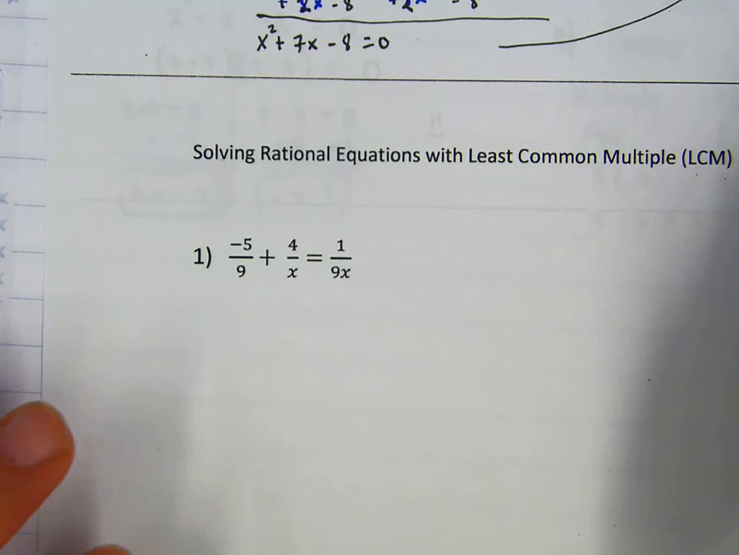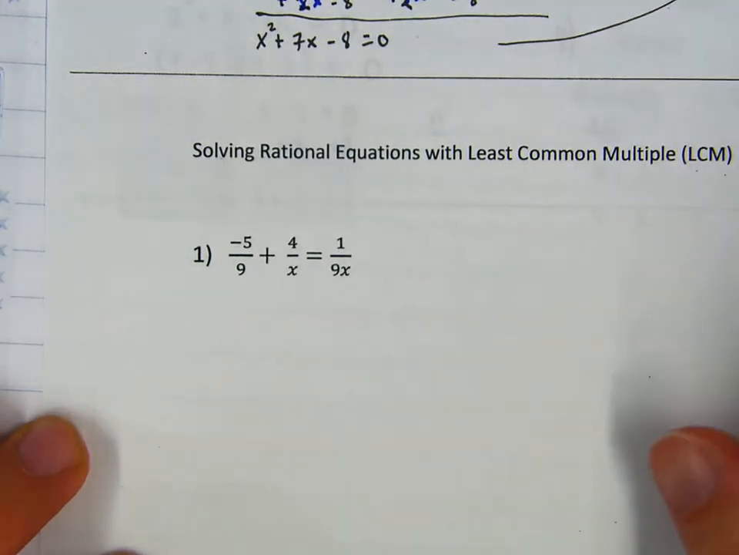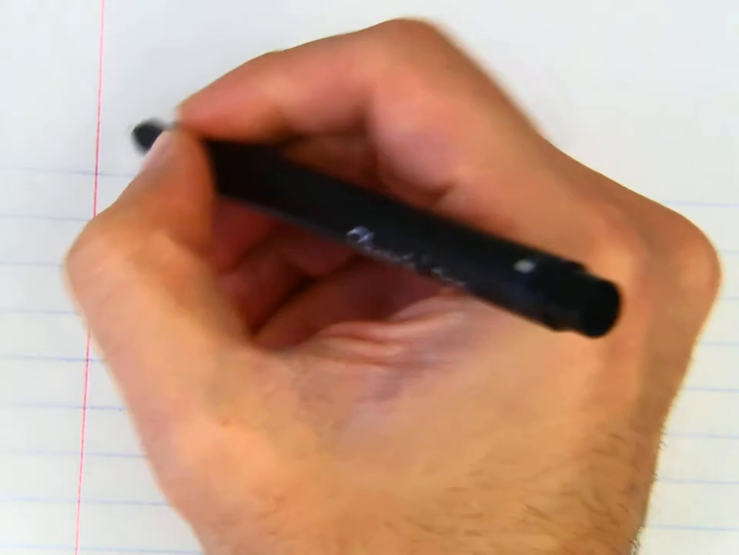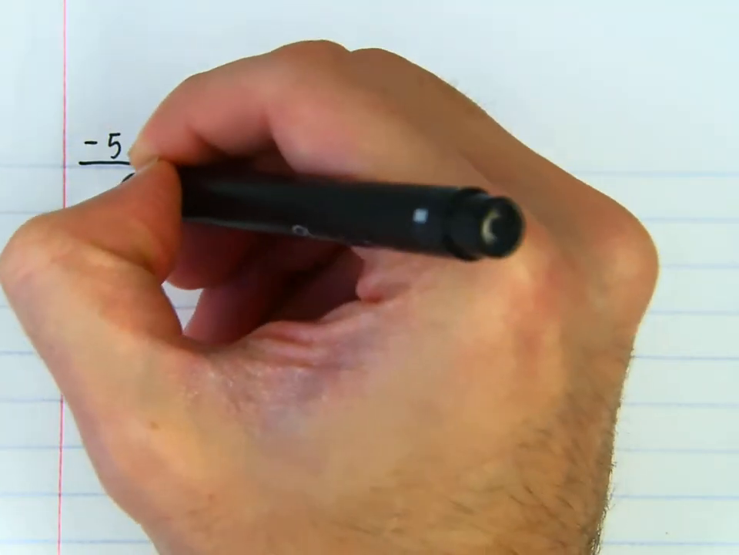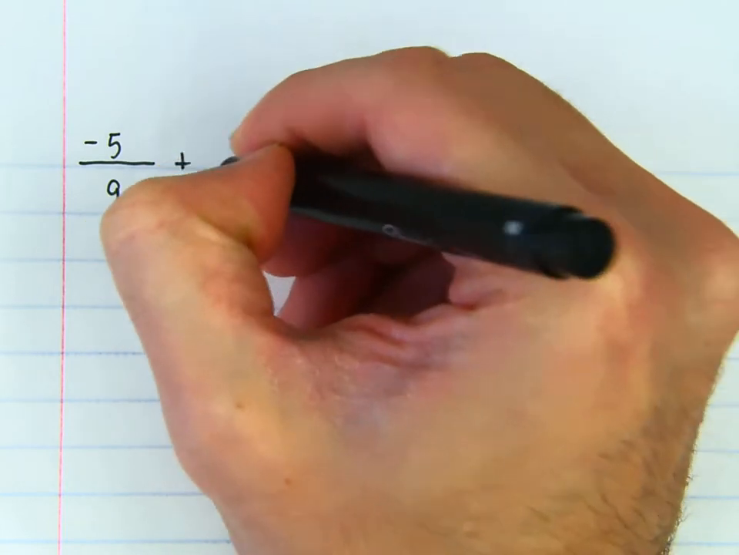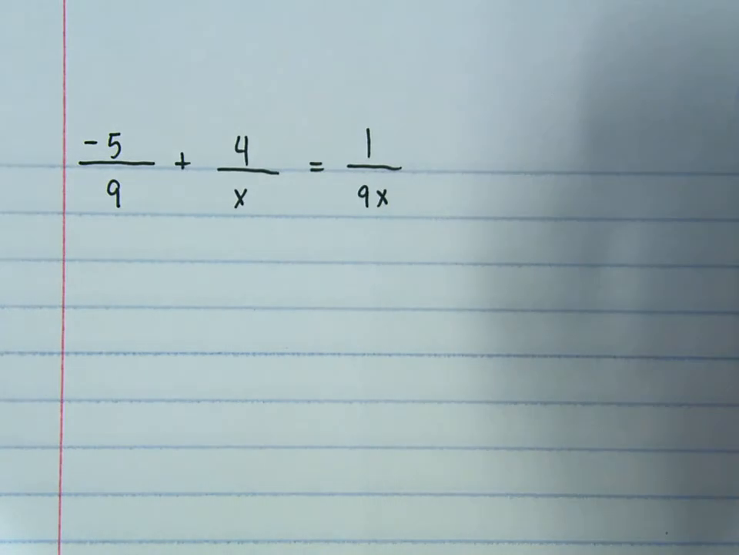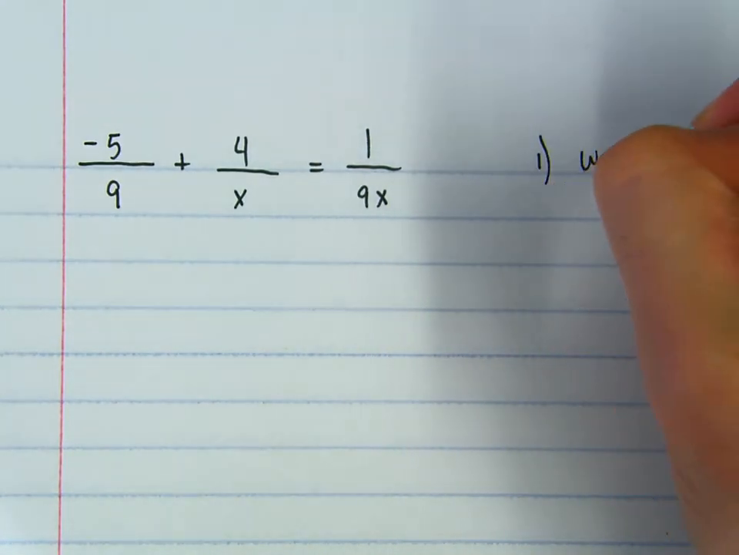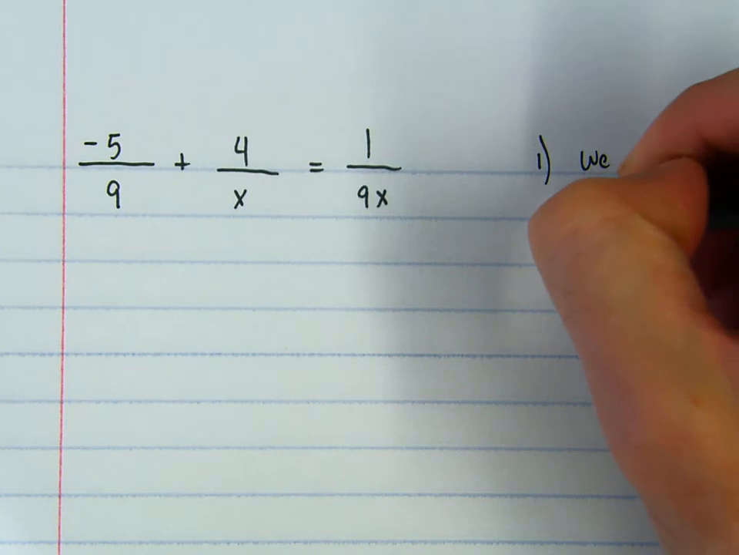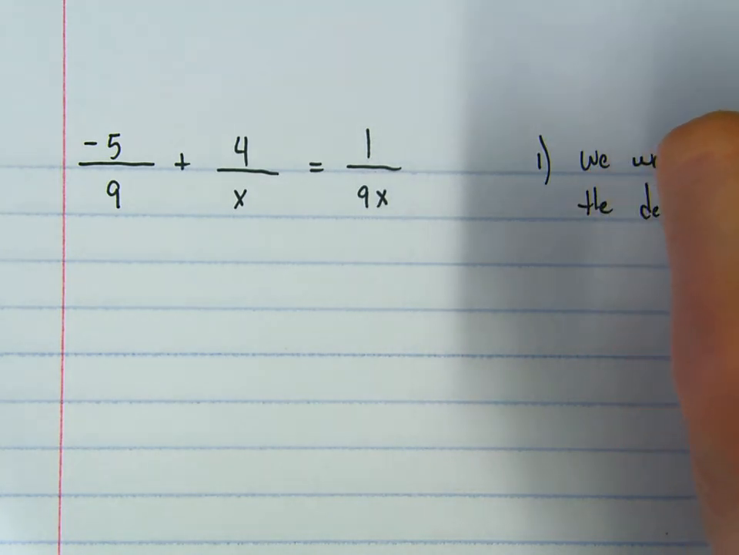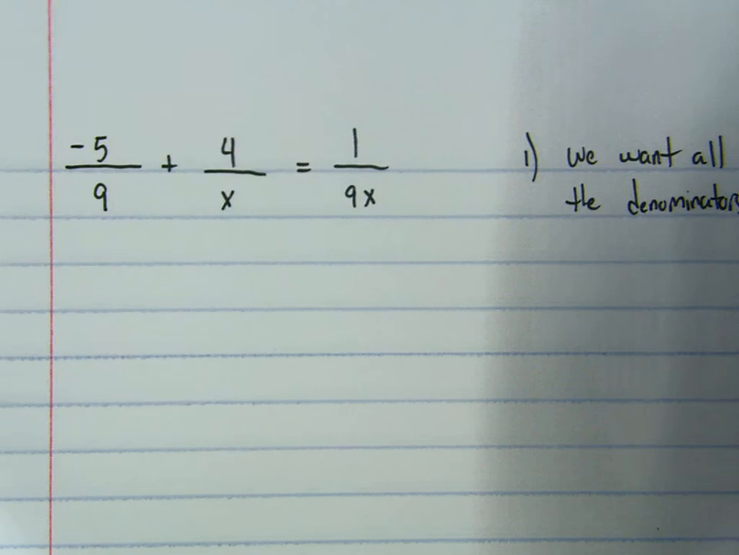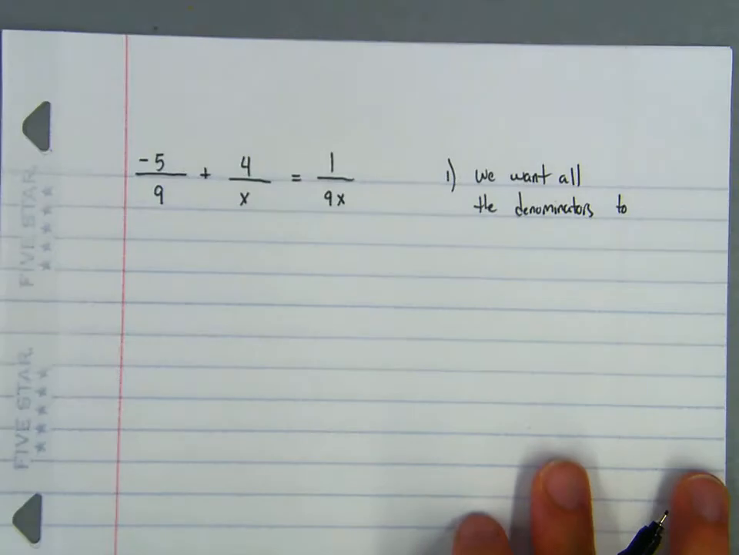And why do you want them to be the same? Let's take a look here. And what I could do is get a brand new piece of paper. I'm gonna write the problem down. Right? Let's see. What does it say? Negative 5 over 9 plus 4 over x equals 1 over 9x. Right? Here, we want all the denominators to be the same. Oh, my bad. Let me zoom out a little bit and take your time, write this down.